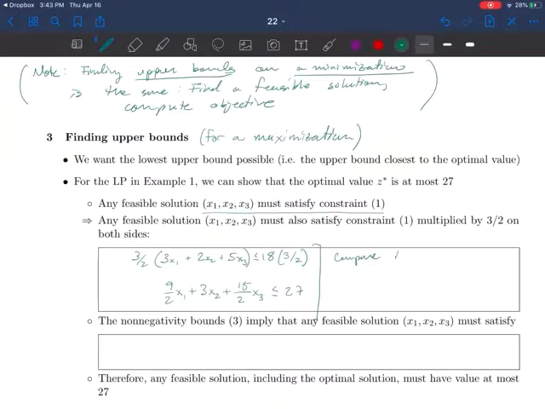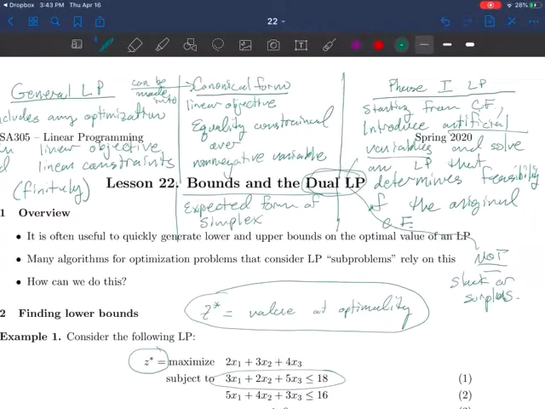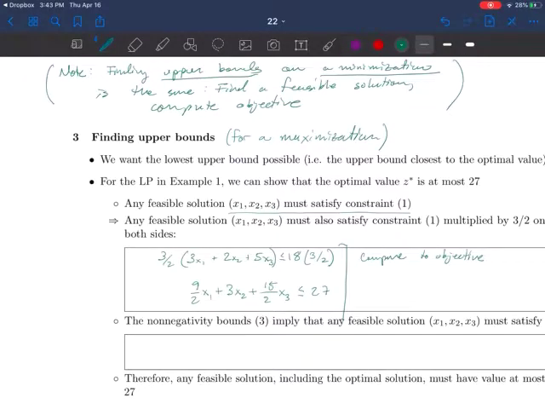Now you might be wondering, what is the point of all this? Why did I do this? Compare this to the objective. Well, what was the objective? Let's look back at that objective. It's 2x1 plus 3x2 plus 4x3.